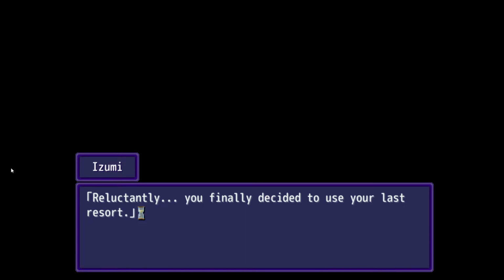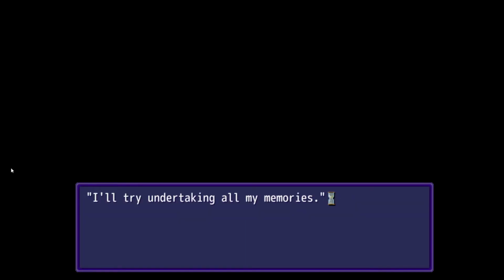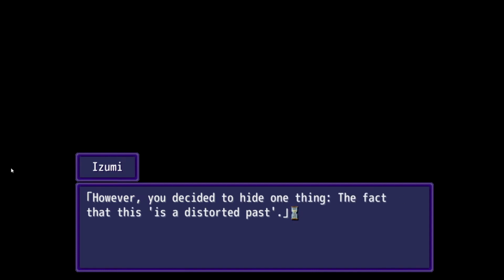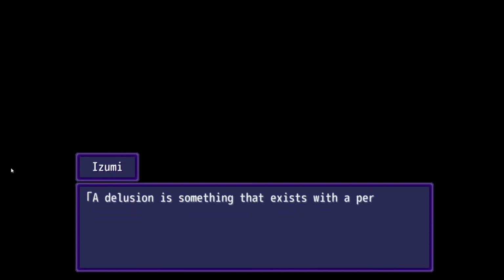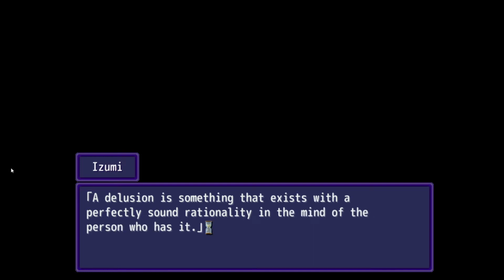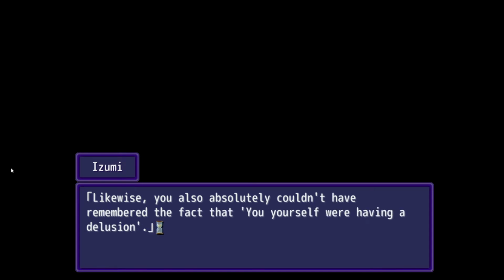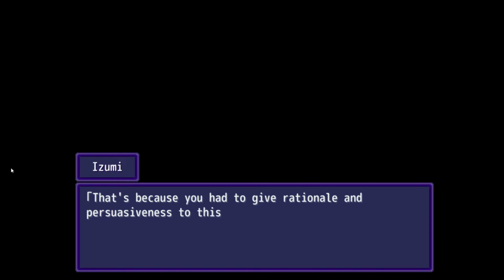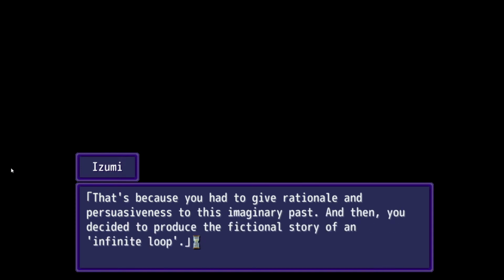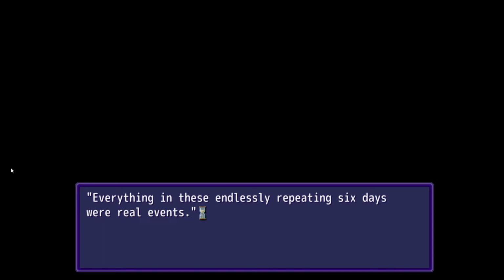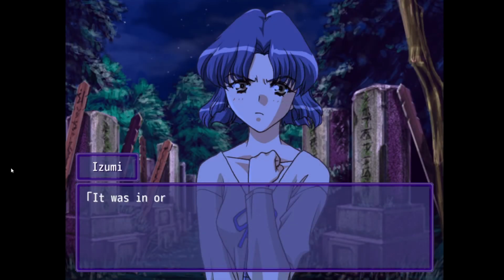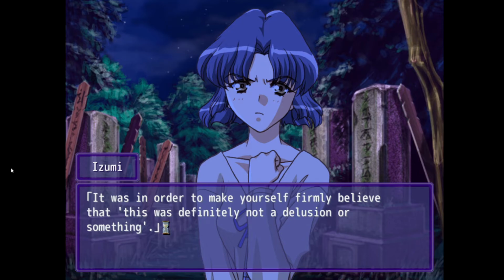Reluctantly, you finally decided to use your last resort. I'll try undertaking all my memories. However, you decided to hide one thing, the fact that this is a distorted past. A delusion is something that exists within a perfectly sound rationality in the mind of the person who has it. Likewise, you also absolutely couldn't have remembered the fact that you yourself were having a delusion. That's because you had to give rationale and persuasiveness to this imaginary past, and so you decided to produce that fictional story of an infinite loop. Everything in these endlessly repeating 6 days were real events. It was in order to make yourself firmly believe that this was definitely not a delusion.